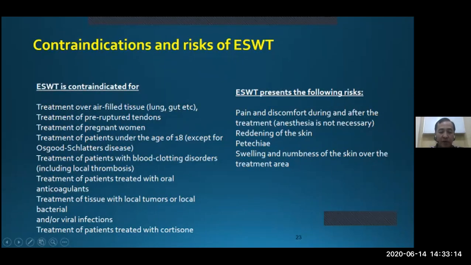So when you want to treat a tendon with shockwave, you have to make sure that the tendon doesn't have a full thickness tear or partial thickness tear. This is very dangerous. And treatment of pregnant women, treatment of patients under the age of 18, except for Osgood-Schlatter disease. Especially if you treat the cartilage in a patient under the age of 18, it cannot be used with shockwave because it will harm the cartilage and chondrocytes.